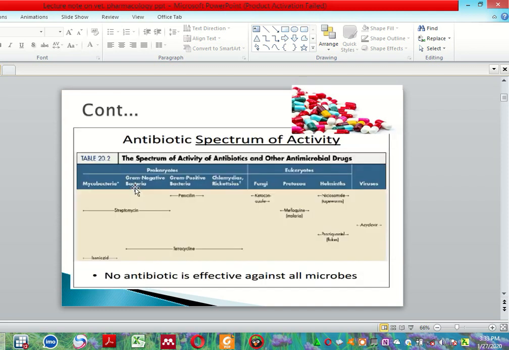These pictures show the difference between broad spectrum and narrow spectrum antibiotics. Streptomycins act on mycobacteria or gram-negative bacteria, whereas penicillins act on gram-positive bacteria. So penicillin and streptomycin are narrow spectrum antibiotics, while tetracycline is a broad-spectrum antibiotic which acts on gram-negative and gram-positive bacteria, in addition to chlamydia and rickettsia.